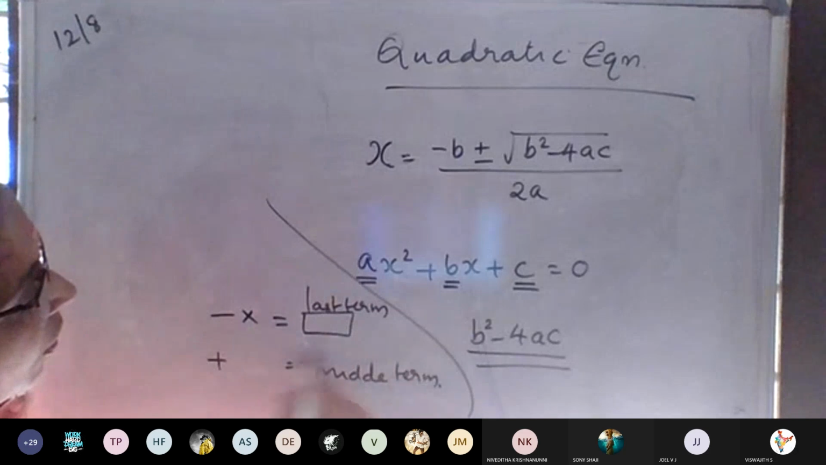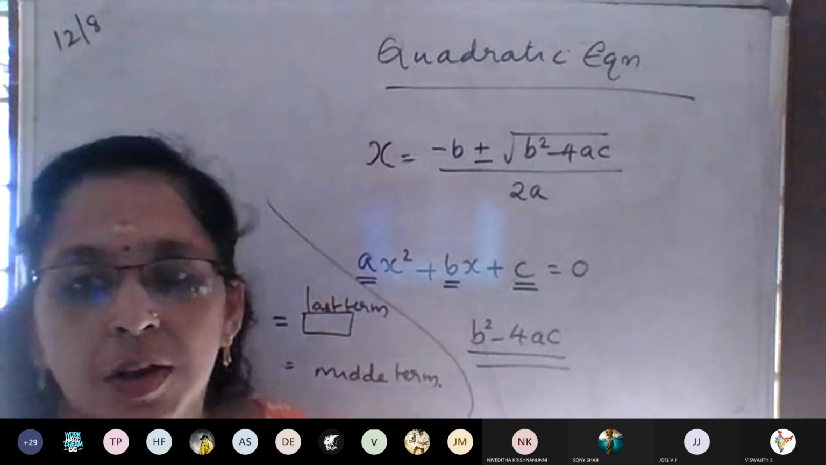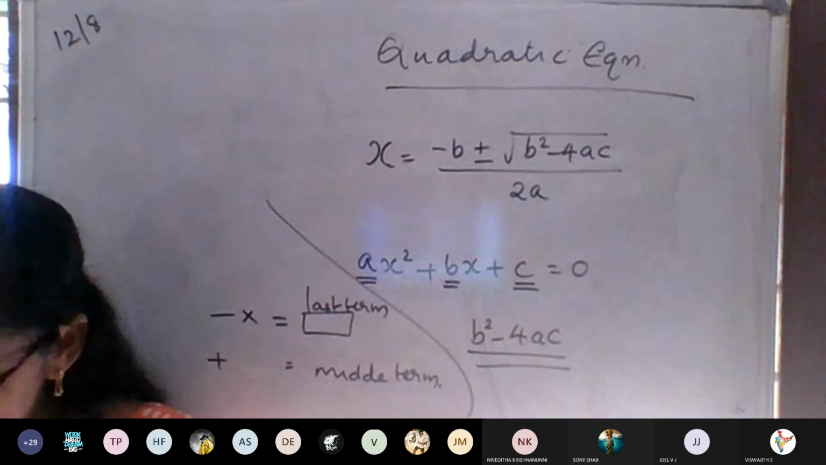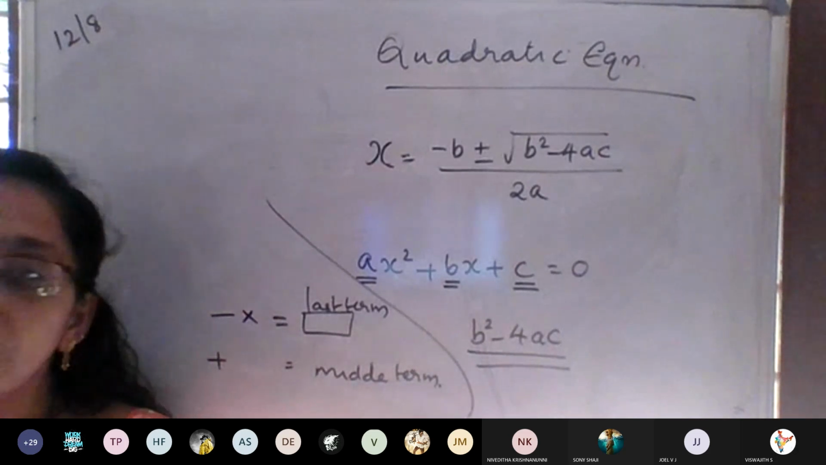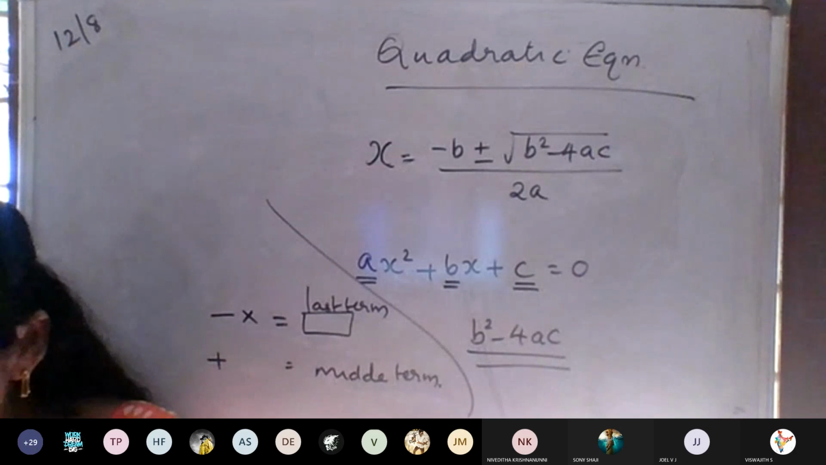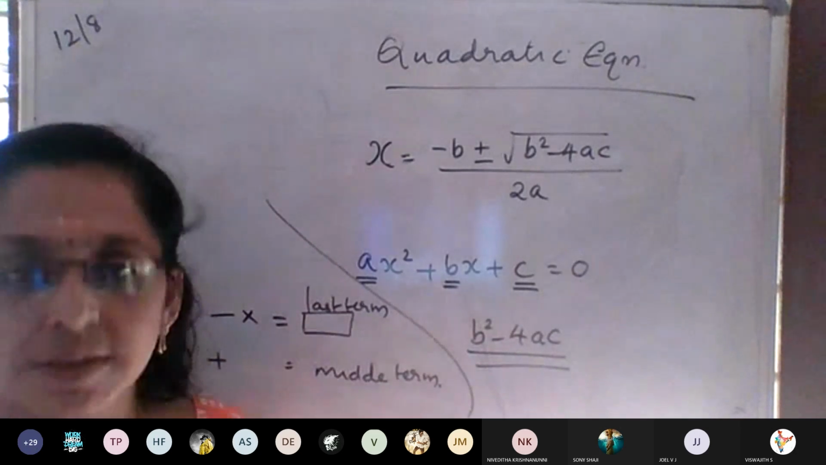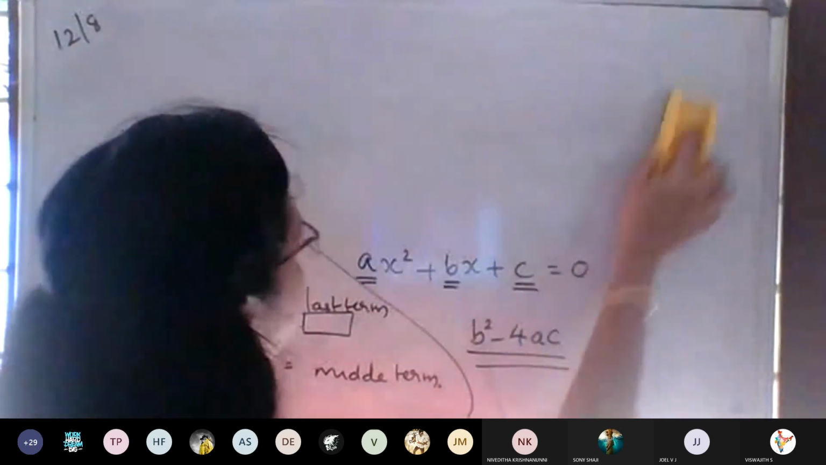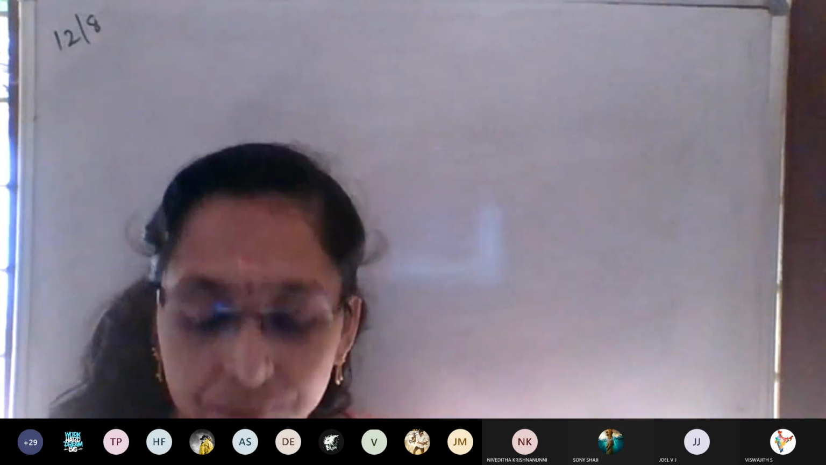Either we can use the formula method or the factorization method. So we can start the first question, then it will be easy. First one, it's chapter 6, solving problems based on quadratic equations. First question, exercise 6a, first one. Write the chapter heading, chapter 6, solving quadratic equations.